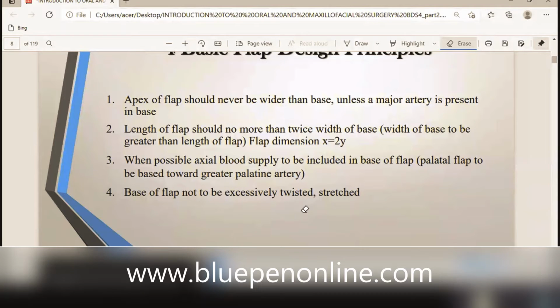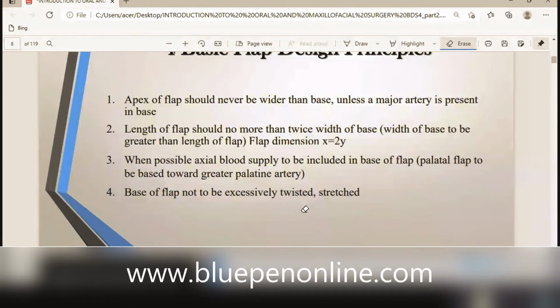And when you incise a flap and when you suture it, you always have to make sure that you should not stretch it, you should not twist it. If you stretch it, if you twist it, what happens? Oxygen supply decreases, necrosis occurs, and it will result in more and more damage. You get it, right? These are the basic principles of a flap design.